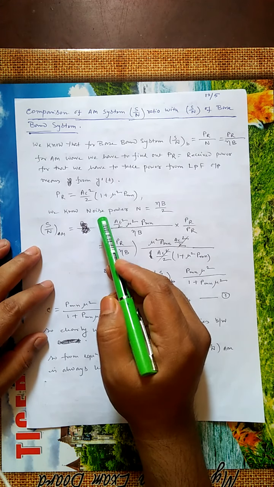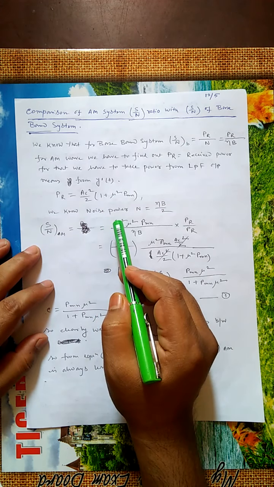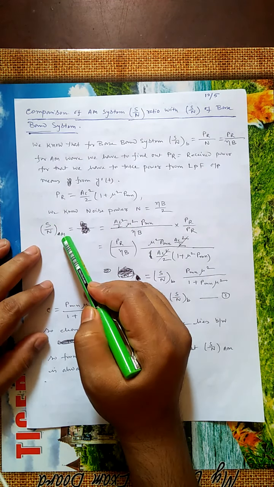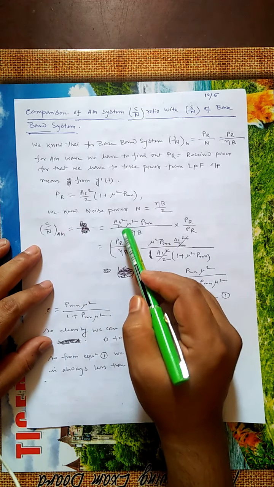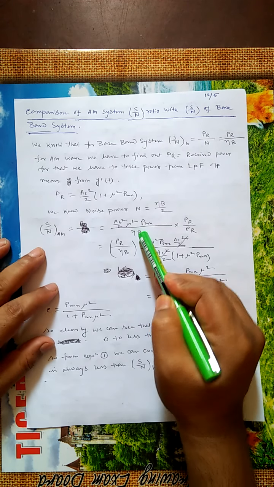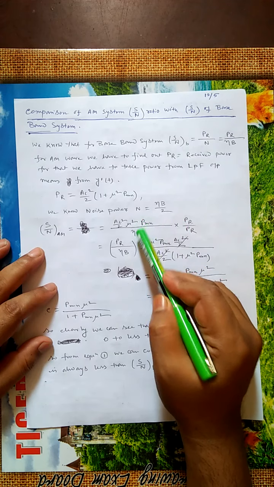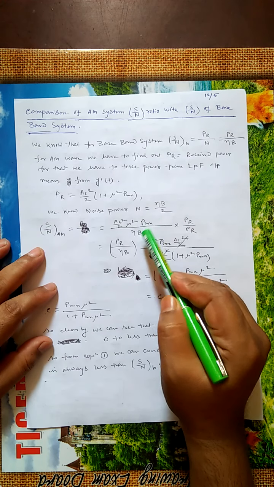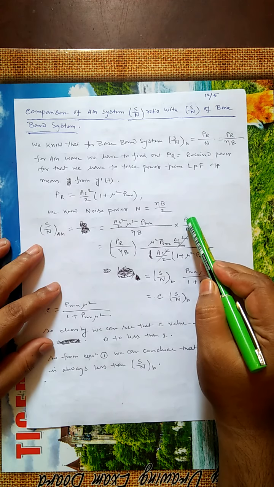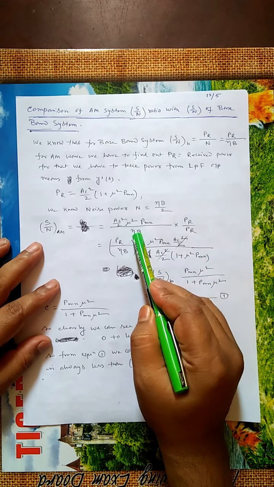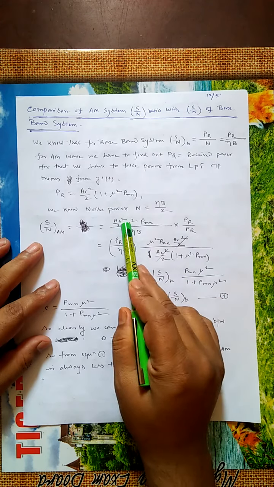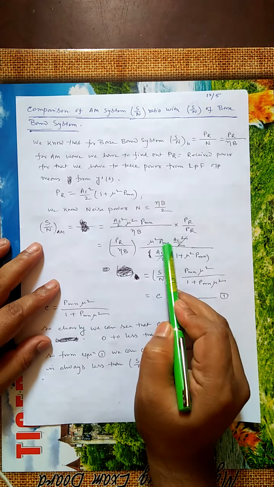Now we have to compare the signal to noise ratio of the AM signal with the signal to noise ratio of the baseband system. We have already calculated that the signal to noise ratio equals AC square by 2 mu square PMN divided by eta into B. No PR term is here, but to compare with the baseband, we multiply and divide by PR. Now we take PR divided by eta B as common.